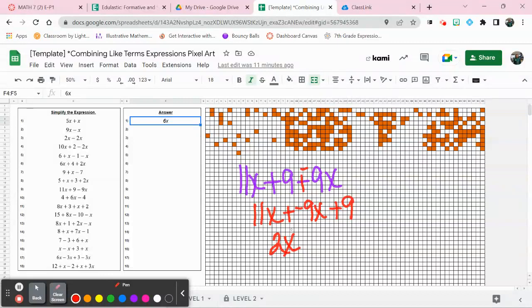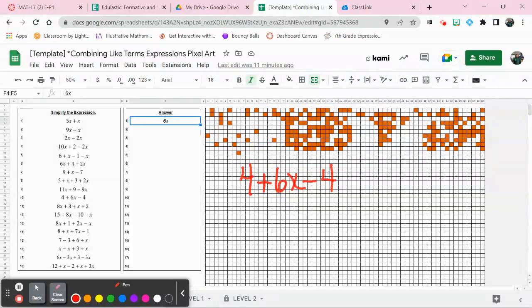And we're done with our x's. Plus 9 is left over. Remember, that 9 is a constant. It doesn't have any letters. It cannot be put in with the other terms. It doesn't match. And that's our answer, 2x plus 9. All right, 10. 4 plus 6x's, or 6 times x, minus 4.